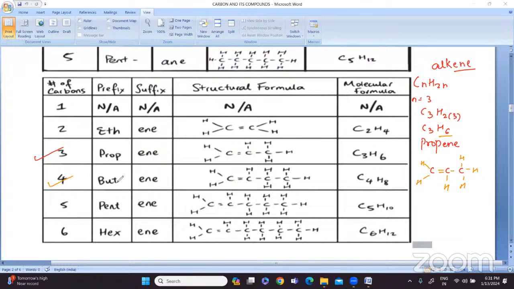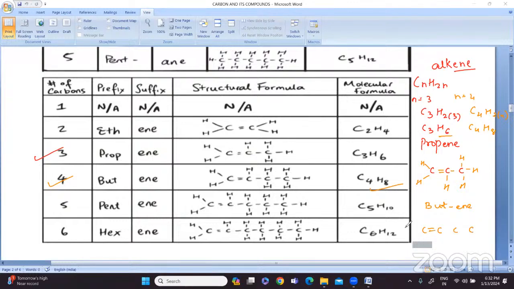Next is when n equals 4. It will be C4H(2 into 4), so it will be C4H8. You can see here C4H8. Now we'll write the structure of this also. The prefix is but- and it ends with -ene, so butene. Now we'll write the structure with carbons 1, 2, 3, and 4.